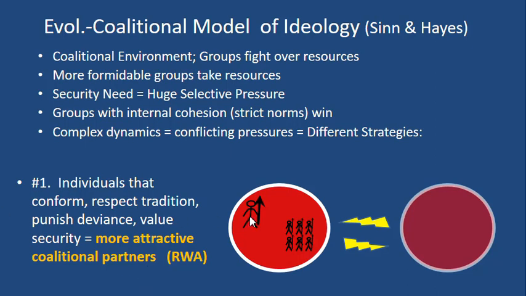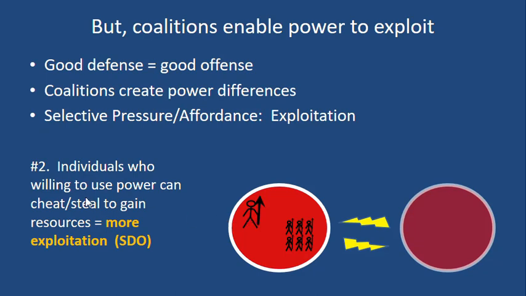Okay, next, the tricky thing though is once you have coalitions, you have the power to exploit things. So anytime you're well organized and you have some powerful individuals, that can be a good defense, but it can also be a good offense. So coalitions, in essence, create these power differences, both within groups and between groups.